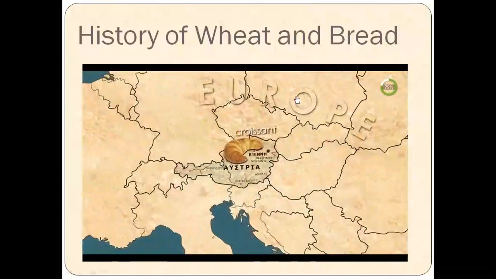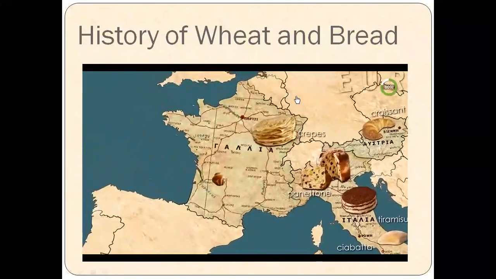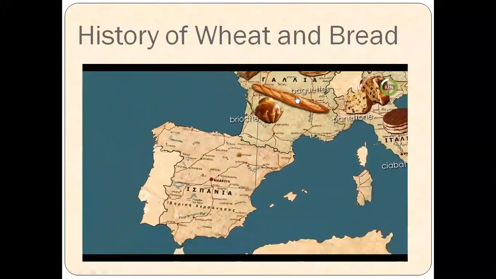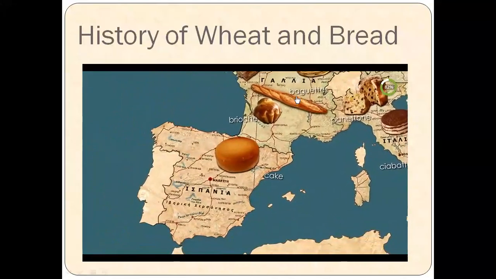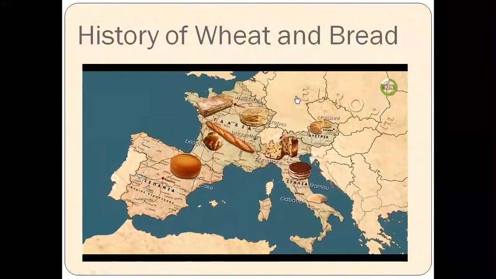We have croissant from Vienna, tiramisu, panettone, and ciabatta from Italy, crepes, brioche, baguette, and millefeuille from France, cake from Spain, and many other flavors that have now enslaved the world.